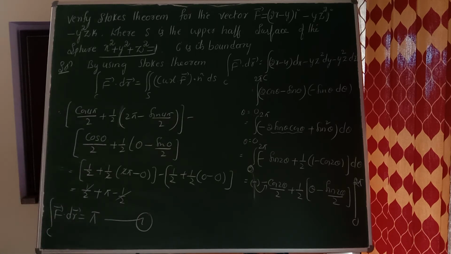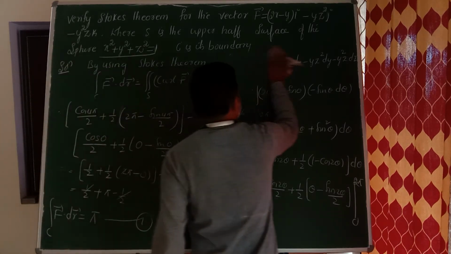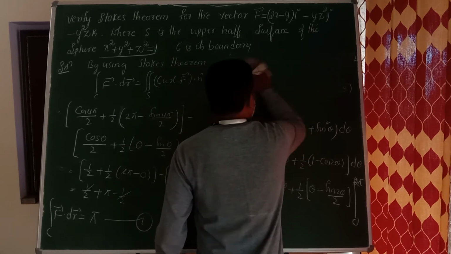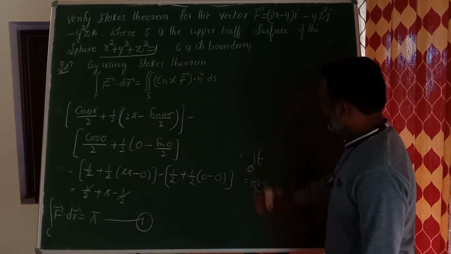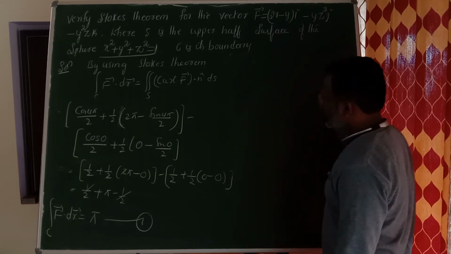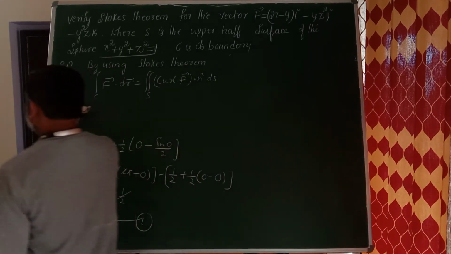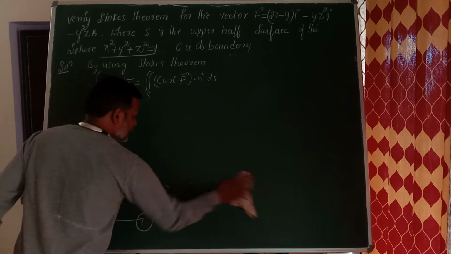Now we have to find out the RHS part. I think this part is over, right? Now go with the RHS part. What is the RHS part? It is the double integral over the surface of curl f dot n cap into ds. Okay, let us find out.